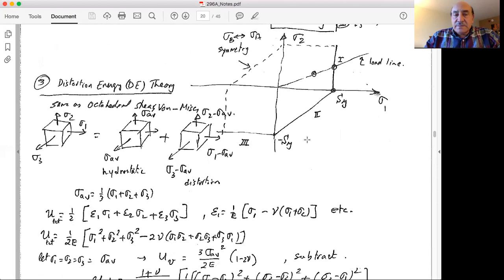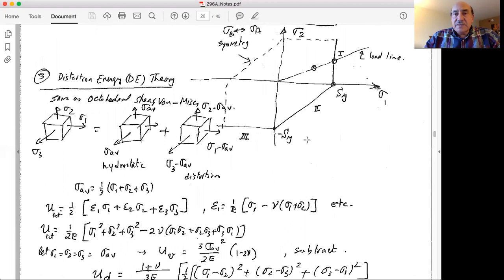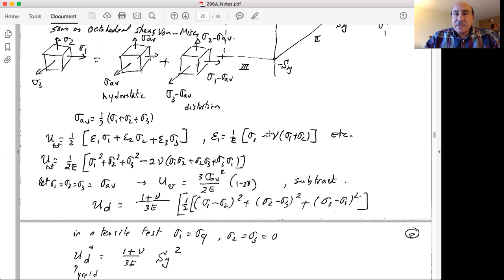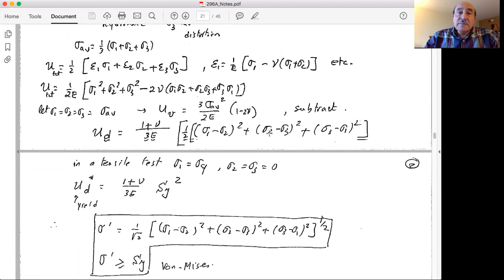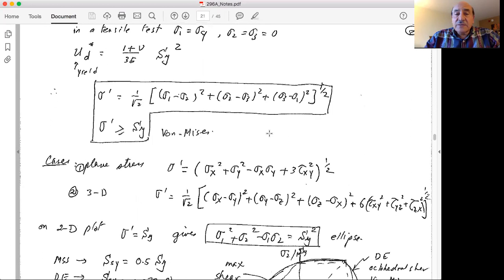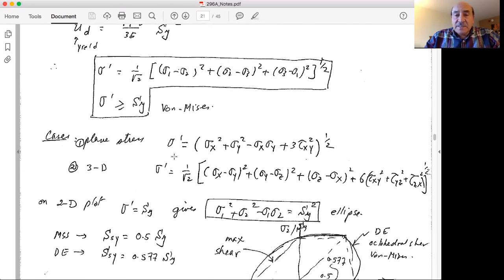The next theory is the distortion energy criterion, and in this case, we find at the end of the day the equivalent stress, and the equivalent stress is the von Mises stress, from equating the distortion energy under triaxial conditions to the distortion energy under uniaxial conditions at failure, dictated by the yield strength. And therefore, we have a definition of the von Mises stress, and for plane stress, we have sigma x squared plus sigma y squared minus sigma x sigma y plus 3 tau xy squared, all to the 1/2, so the square root of all of this quantity.